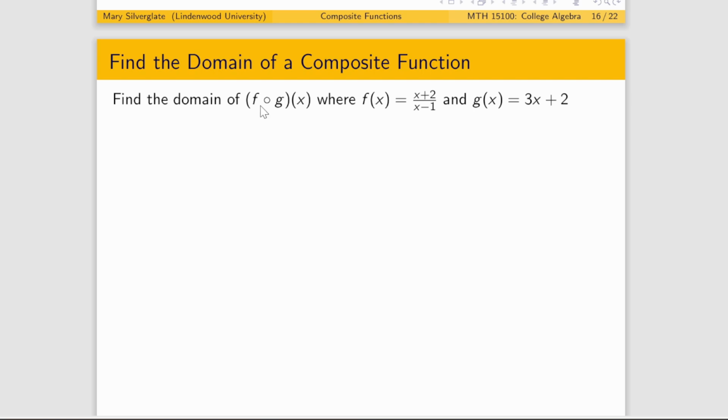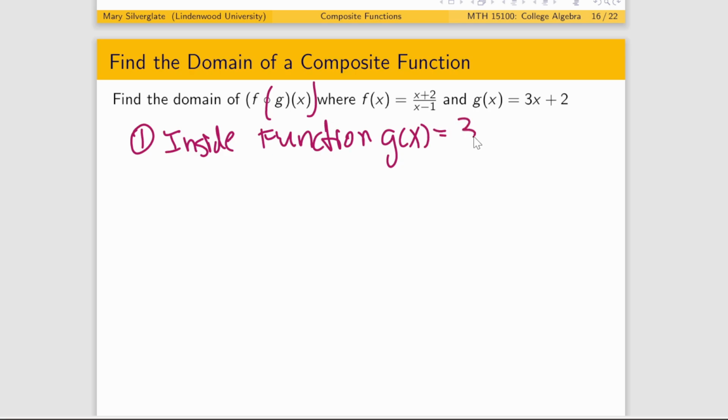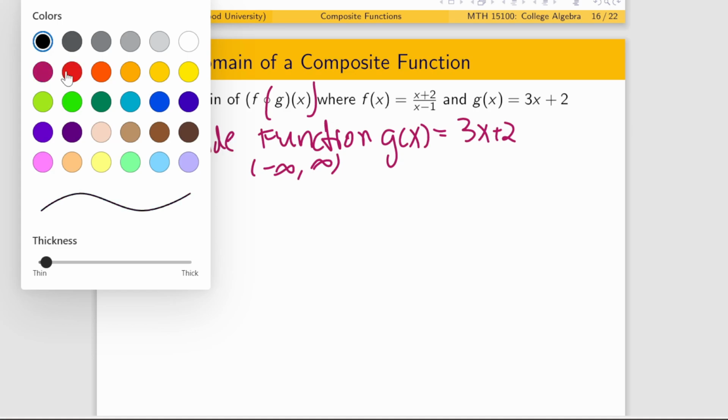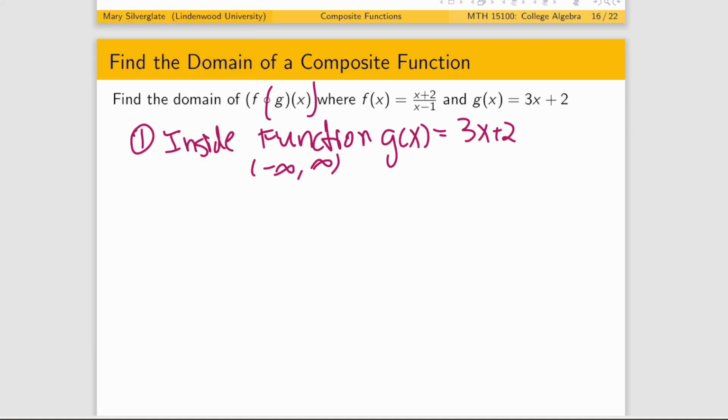So here, if we want to find the domain of f of g of x, that means that first I care about the domain of the inside function, g of x, which in this case is 3x plus 2. If I just have a good old-fashioned linear function, what is his domain? That's just negative infinity to infinity. So there's really nothing I have to worry too much about with that inside function's domain. And in fact, the domain of the composite function will remain negative infinity to infinity unless there's something else funkier going on with our composite function that I still have to worry about. So let's look at that part.